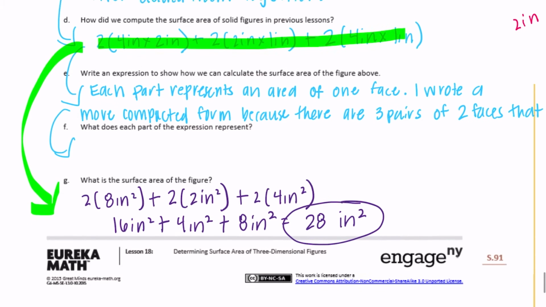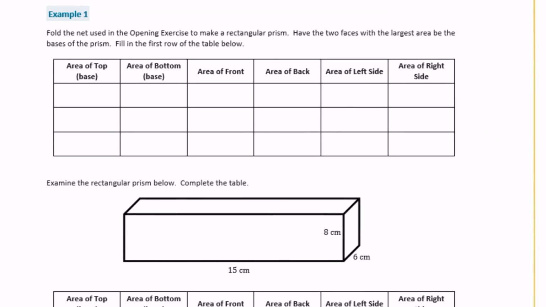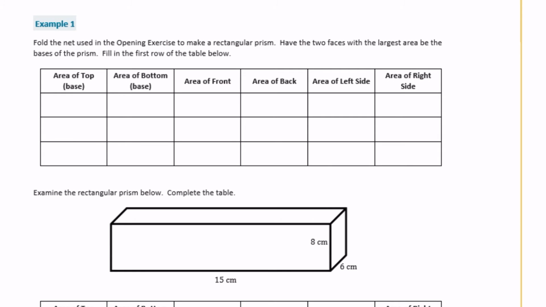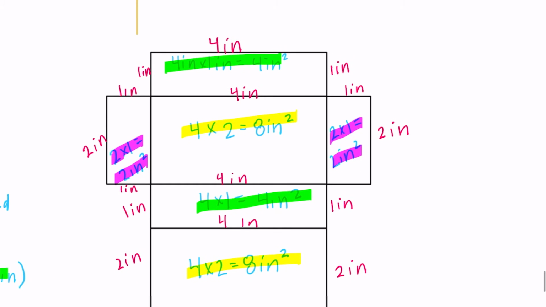And again, sorry I wrote them all in pretty much the wrong spots. Okay, example 1. Fold the net used in the opening exercise to make a rectangular prism. So again, going with this net here. So they want you to cut it out and fold it up so that it actually makes that rectangular prism.